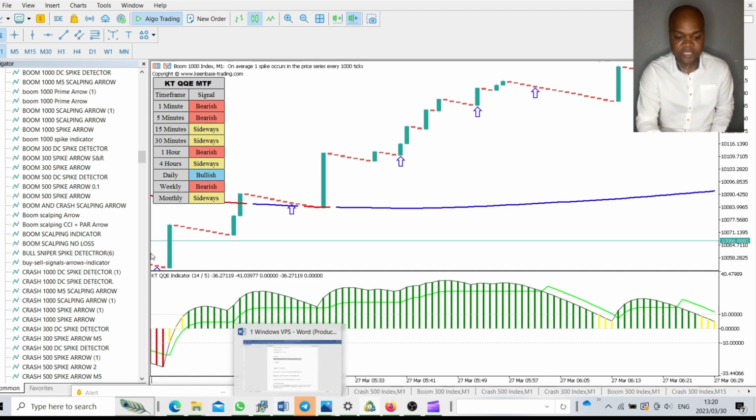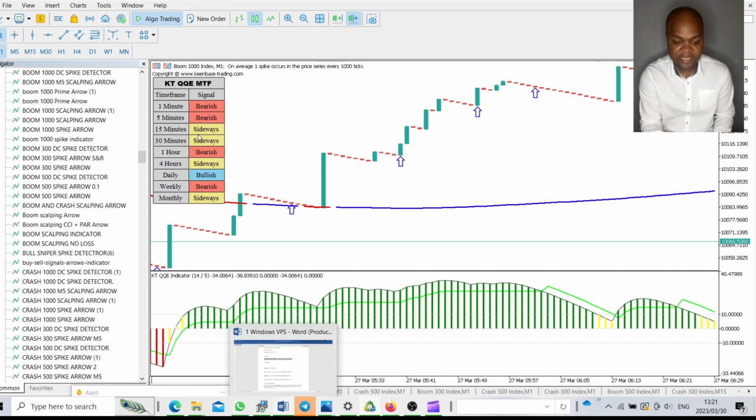The QQE is an indicator that will tell you the trend that is prevailing in each and every time frame. So we can see that in boom, and this is very important if you're going to be catching spikes, it's a common error that most people normally make. In boom, you want the trend to be bullish. You want the trend to be in an uptrend, moving up, for you to be able to catch spikes.